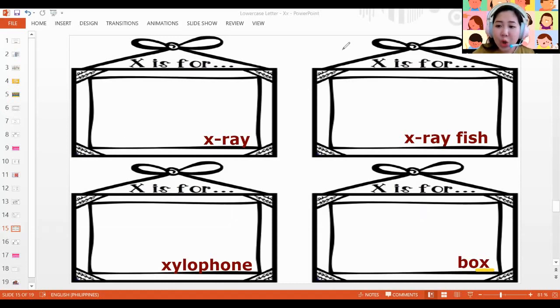So let's draw the X-ray. I'll start with the head first with a smiley face. And let's draw the boy with the X-ray.